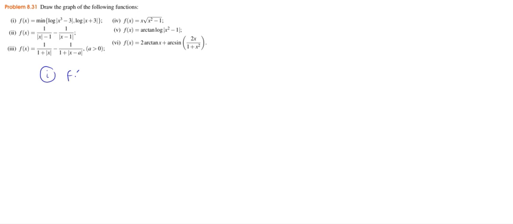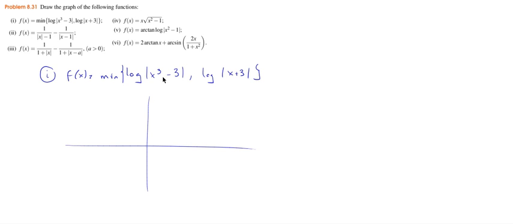So first of all, f is the minimum of the logarithm of the absolute value of x cubed minus 3 and the logarithm of x plus 3. Now we have two functions here. First, the logarithm of this, which is a bit complicated. The logarithm of x plus 3 is the same as the logarithm of x, right? But instead of having the 0 at 0, it has the 0 at minus 3. So let's draw a vertical asymptote here at minus 3.